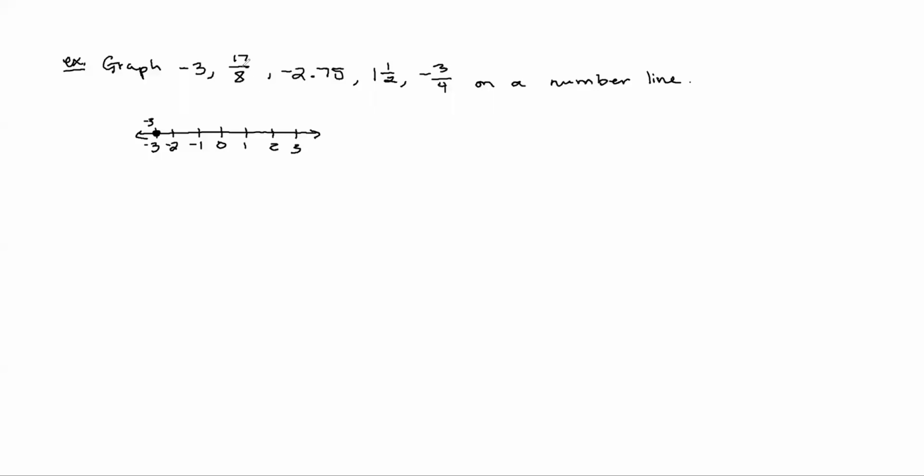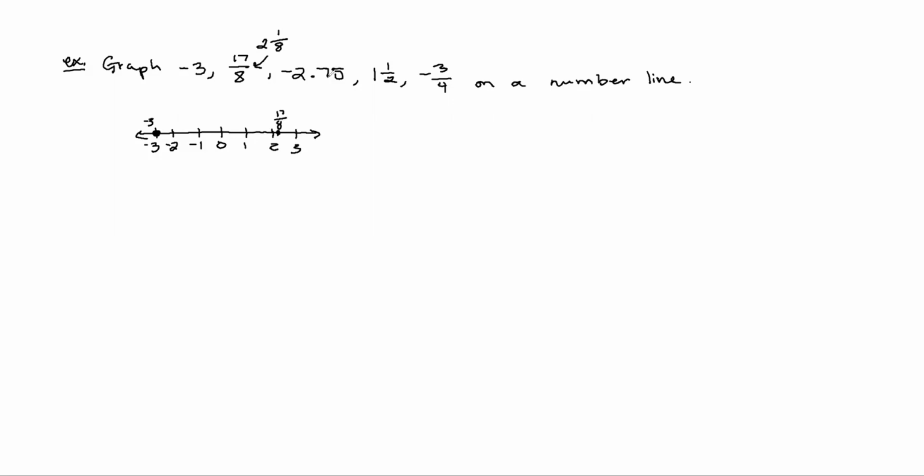So remember, 8 goes into 17 2 times. That's 16, so there's a remainder of 1/8. And so this is going to be a little bit after 2, so we'll just go ahead and put it here. These don't have to be exact. So this is 17/8.